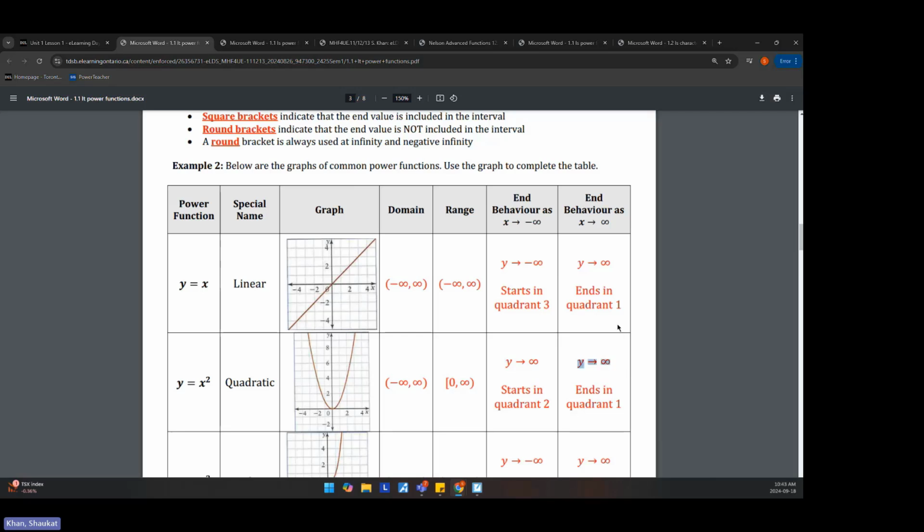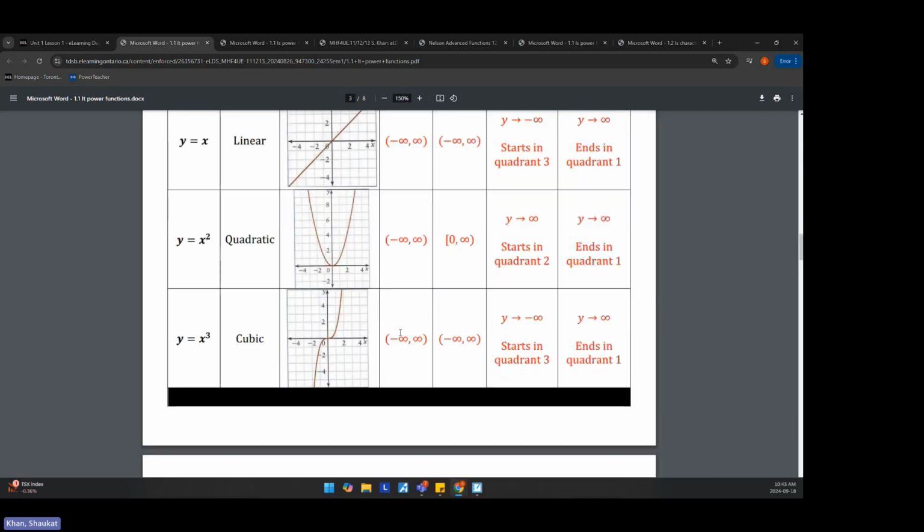y is also going to positive infinity and ends in quadrant 1. And that's just basic stuff. I'll do cubic as well. So cubic, same thing. Domain and range.